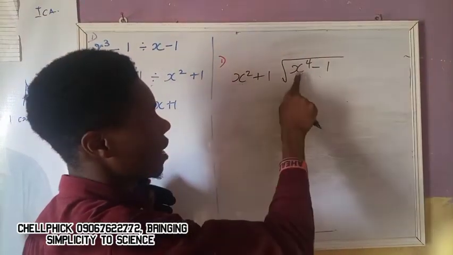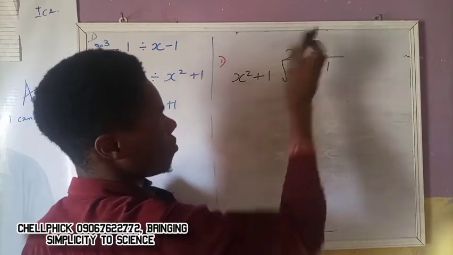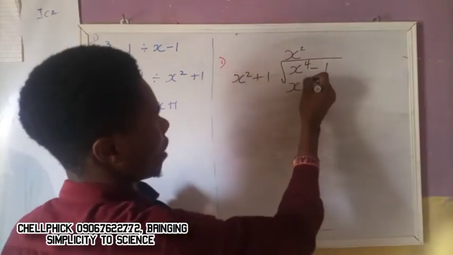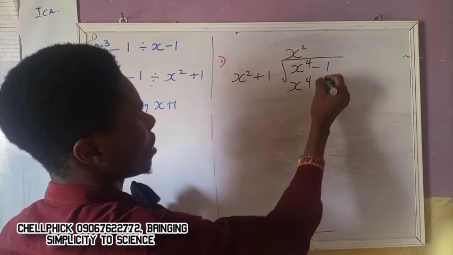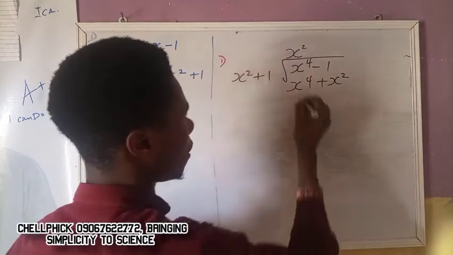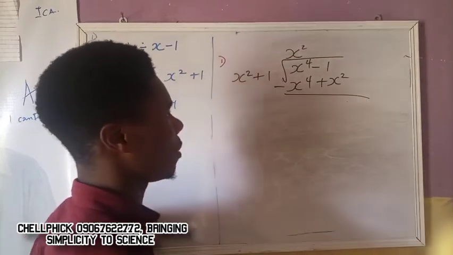So how many x squared can I see in the first term? X raised to power 2. Simple, that's what I need. Then I will now multiply x squared times this, which will give me x raised to power 4. X squared times this will give me plus x squared. I hope you understand. Any question? So the next one is minus. If you have a question, feel free to drop it in the comment box.